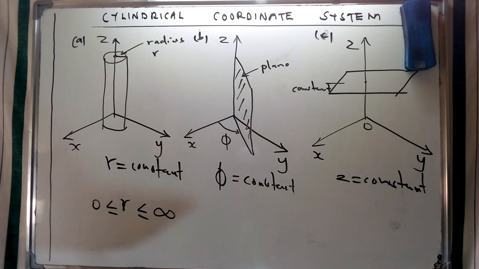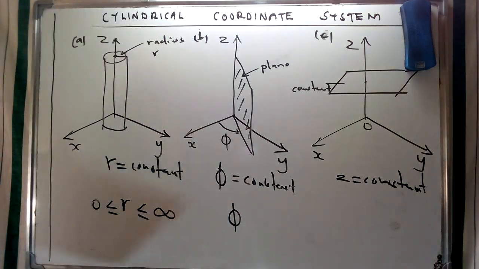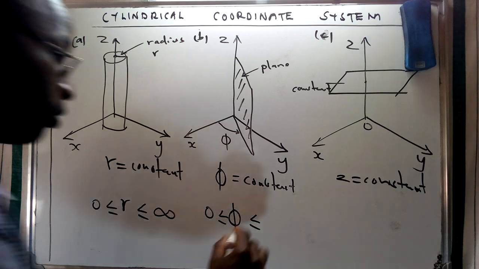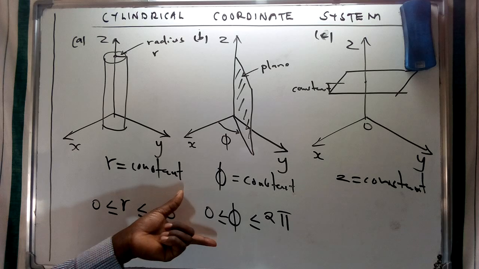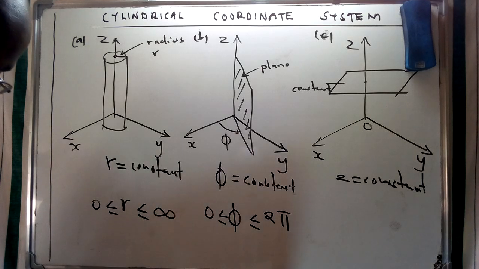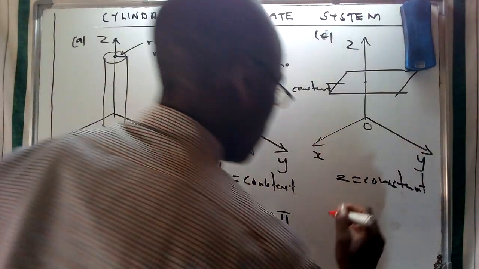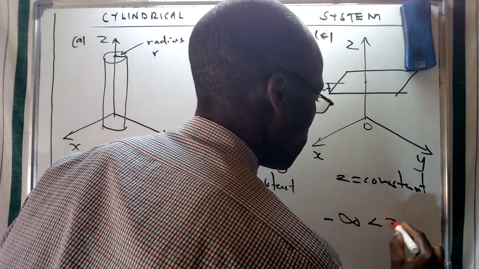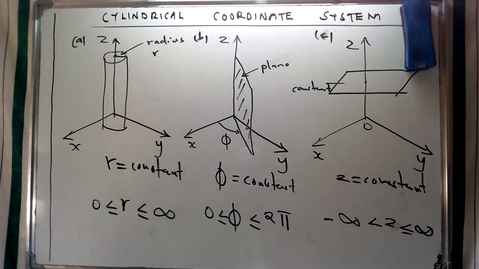And the second one is phi, and phi ranges between 0 and what we refer to as 2 pi. As we're going to realize later in this discussion, for the cylindrical coordinate system we use angular extension in terms of radians. So that's why I've indicated this one as 2 pi. And for the last one, the z plane, this ranges from negative infinity to positive infinity, just as illustrated.